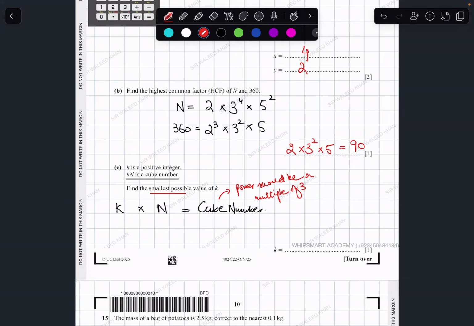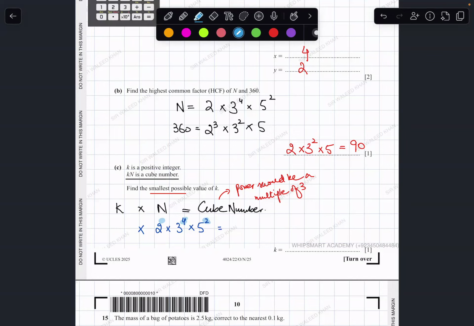So k is given over here as, we don't know what k is, but n is given, which we found out earlier. Now, to convert it into a cube number, I can see that the power of 2 is 1, which is not a multiple of 3. The power of 3 is 4. Power is 1, power is 4, and power is 2. All of these powers are not multiples of 3. So what should I do with this? To make them multiples of 3, what should I do? You have to select the nearest multiple.